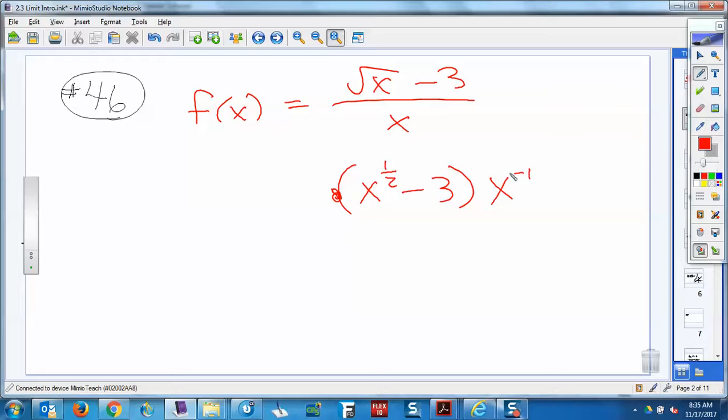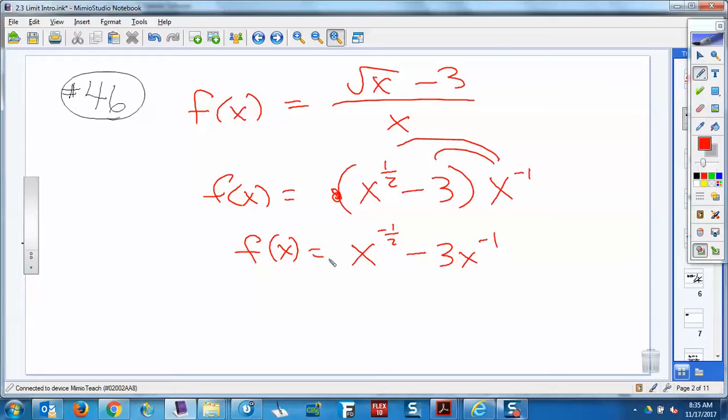So we bring that up as x to the -1, then we distribute. So what do you do with the powers? You add them, right? So this would be x to the -1/2 minus 3x to the -1, like that, right? So you bring that up and do that. Now that's still f. Now I should have been labeling this all the time. You got to be really careful here with our work. Okay, so that's f. So all I've done is rewrite f.